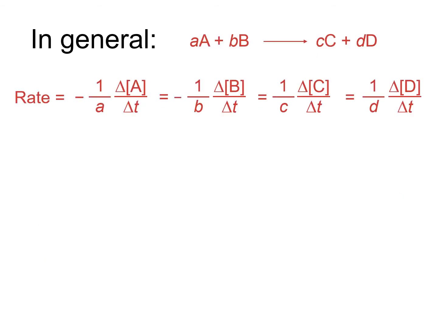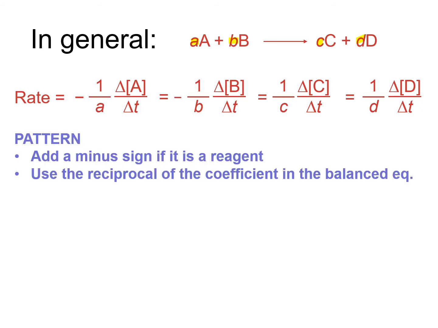So in general, for a generic reaction where A, B, C, and D are the species and the small letters indicate the coefficients, the rate could be summarized by this equation that is given in the cheat sheet on the cover of the exam. Not for the final, but for the partial exam, yes, it's given. So again, let's highlight the pattern. We add a minus sign if it's a reagent, and we divide by the coefficient.